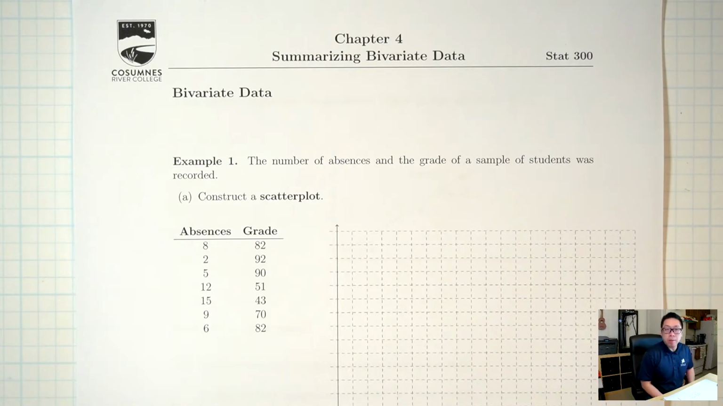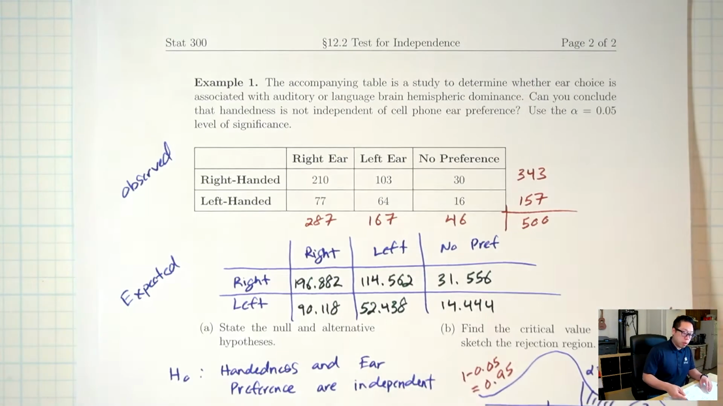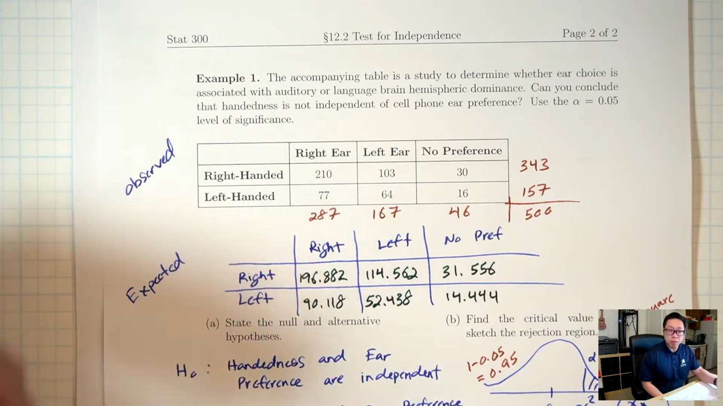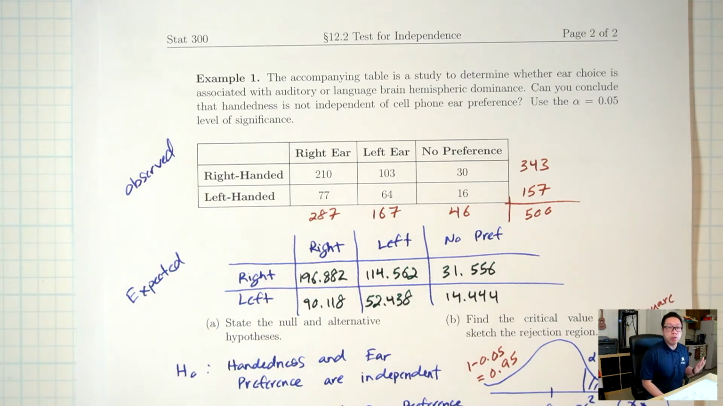Last time we talked about the test for independence. A test for independence is used to determine whether two variables are related or not. An example we talked about was whether handedness, whether you're left-handed or right-handed, is related to your cell phone ear preference, which ear you prefer to hold up your cell phone to.